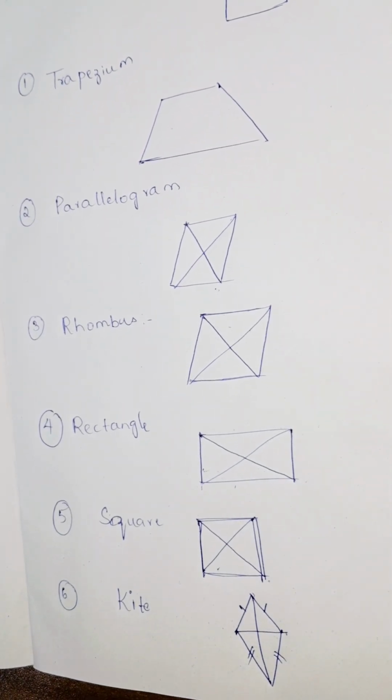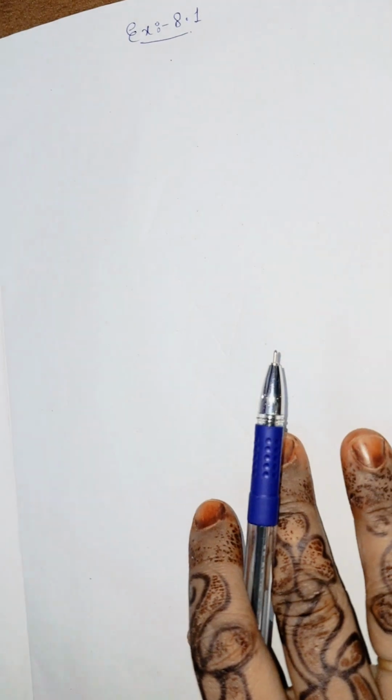Let us start the exercise now. In exercise 8.1, state whether the statements are true or false. The first statement is: every parallelogram is a trapezium. Yes, we have discussed the features of both parallelogram and trapezium, and so it is true because every parallelogram can be a trapezium. Next, all parallelograms are quadrilaterals. That is also true.